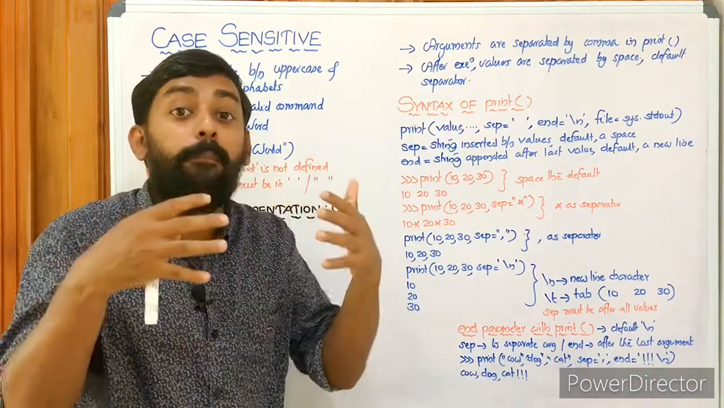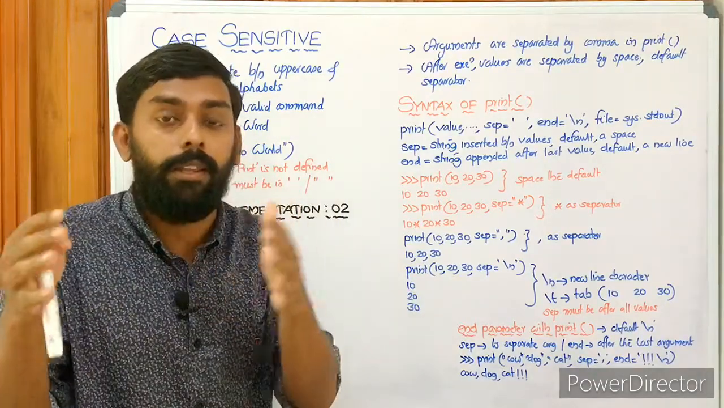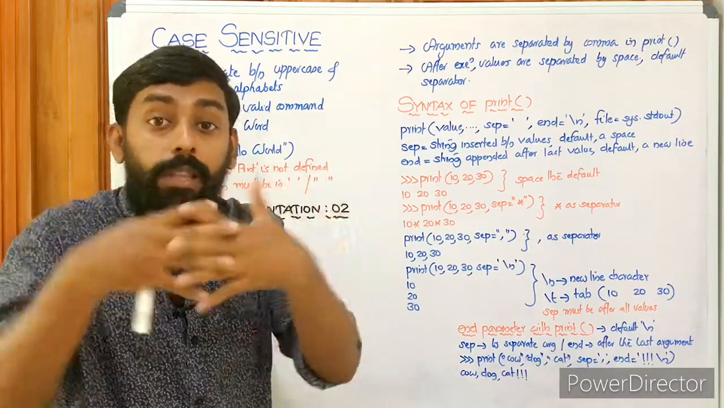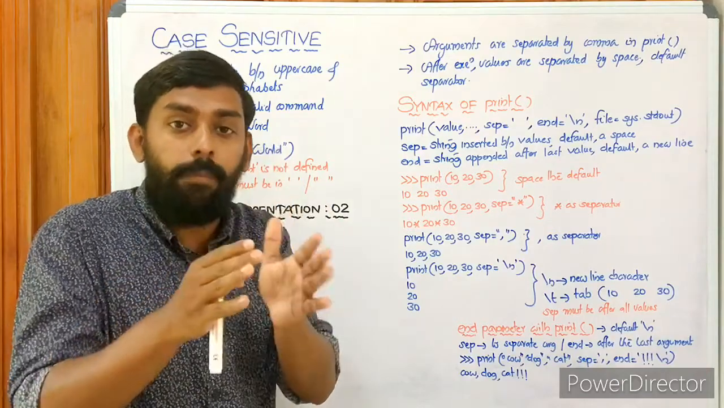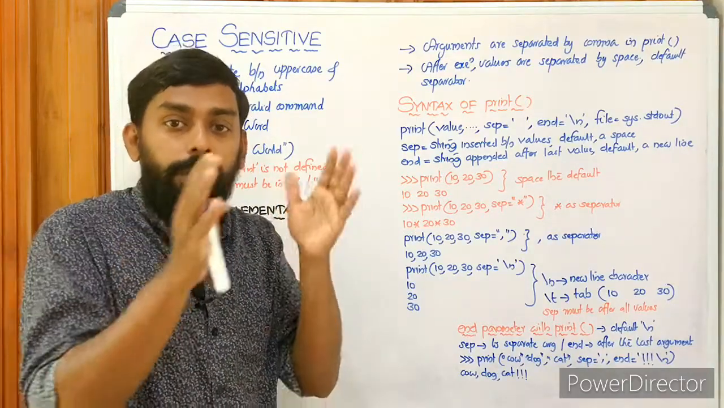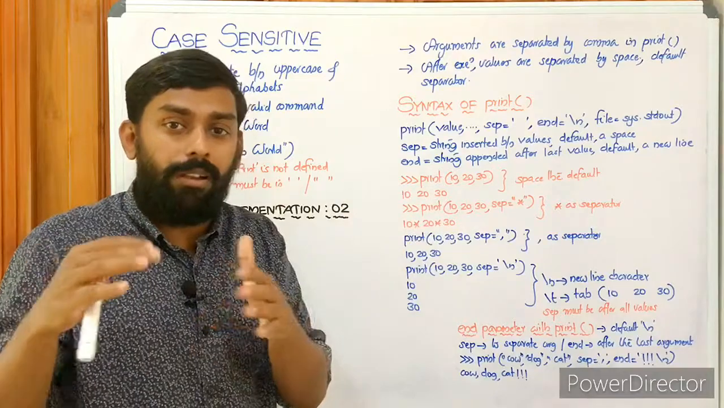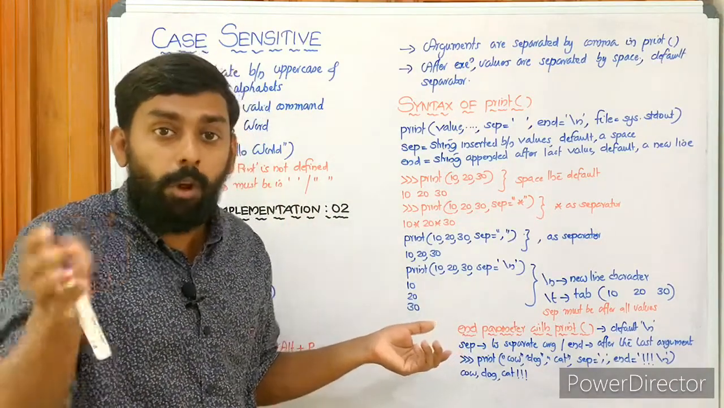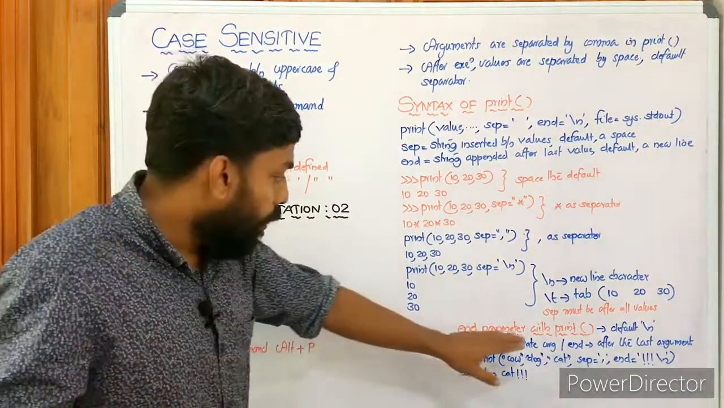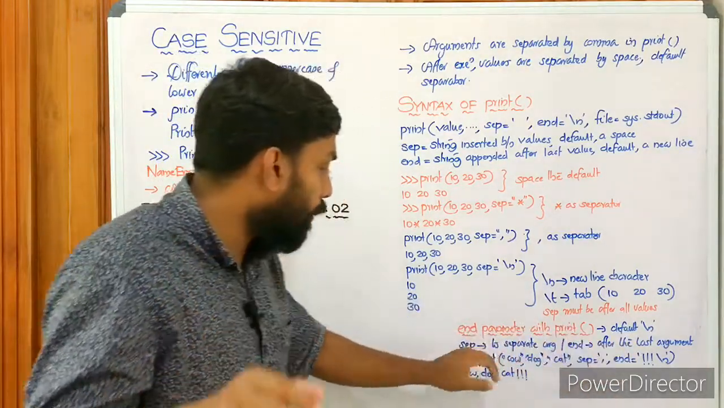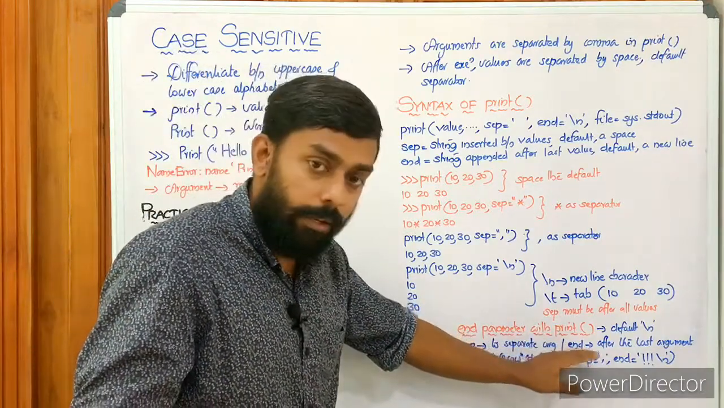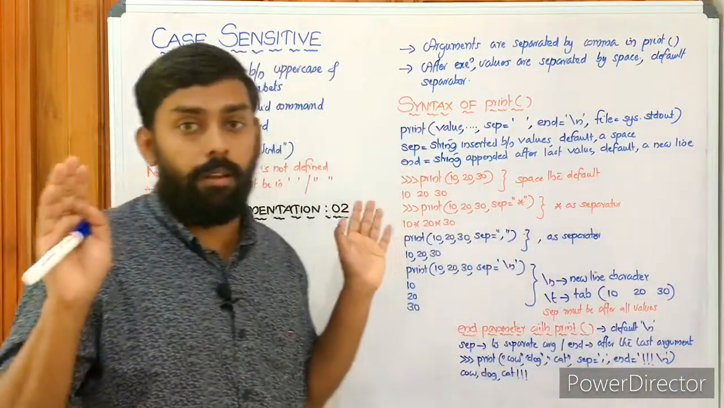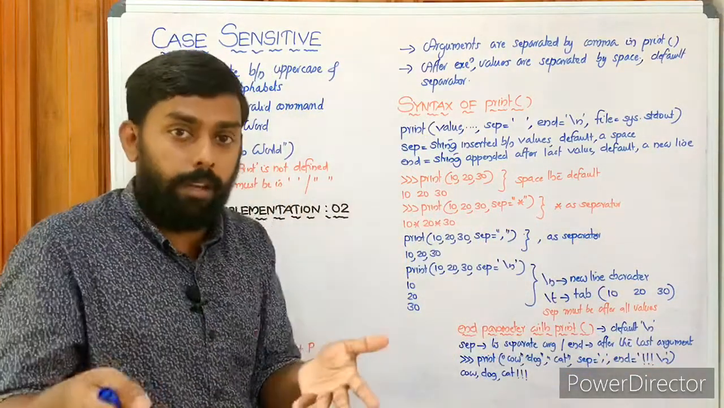Sep is used to separate values. Suppose we have multiple values 10, 20, 30, and we have to separate them somehow. Otherwise it shows 10, 20, 30 without any space as a single value. So we must have something to separate values. By default it is space, and we can add our own kind of symbols in between. But end is at the end of, not in between. By default the value of end is slash n, the new line character. Sep is used to separate arguments or values, and end is added after the last argument, the last value.